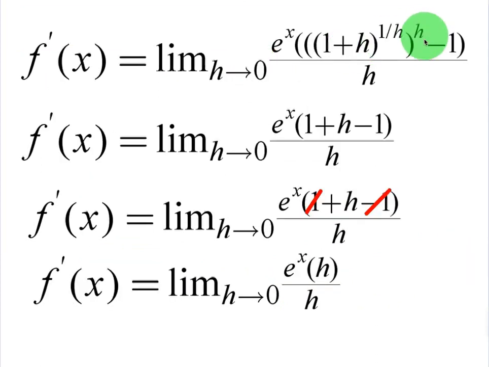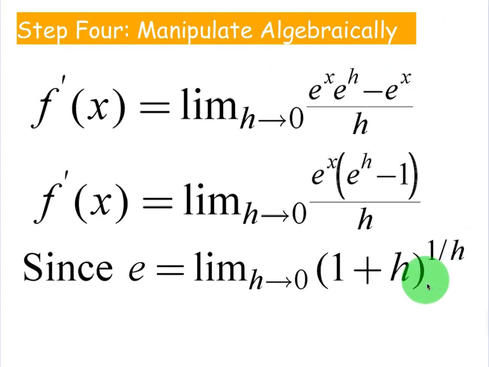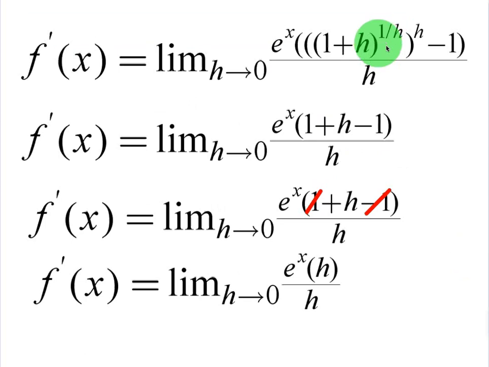Now notice we still have an h exponent out there. It's this h exponent right here. The only thing that changed was this e. But if you raise something to the 1 over h power, and then you raise that to the h power, 1 over h times h is 1, so you're actually left with just 1 plus h right here.